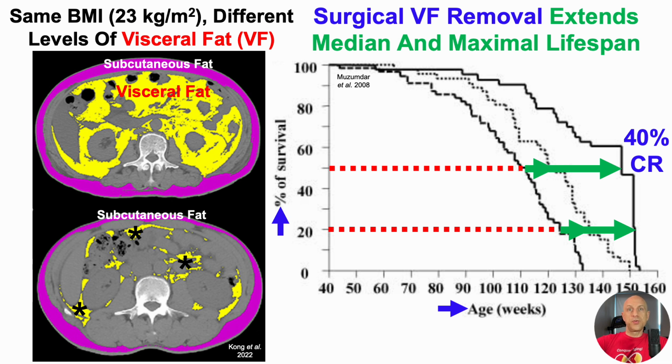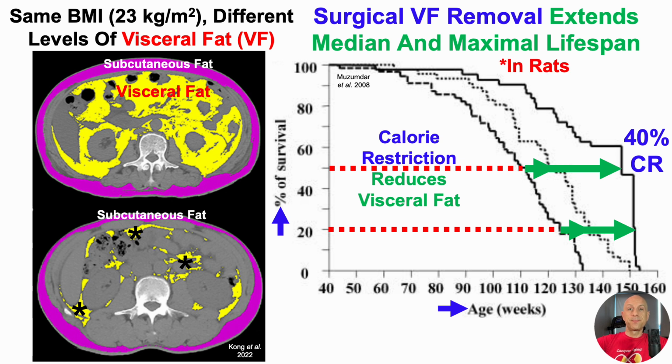Now, where I think the story is most interesting is that calorie restriction reduces visceral fat. As I showed earlier, the CR group had the lowest amount of visceral fat. It wasn't surgically removed. So when considering that the visceral fat surgical removal group had about a 20% lifespan extension, both median and maximal, it suggests that at least 20% of the lifespan extending effect of calorie restriction in rats may be due to limiting visceral fat accumulation with age.